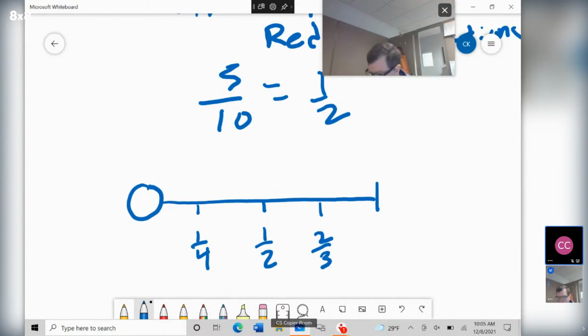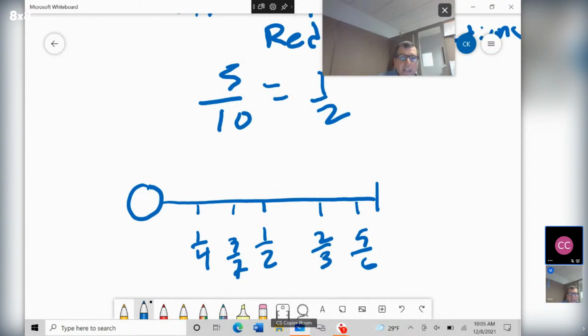Basically, as we move closer to the 1, the fraction's going to get bigger. I could even do down here 5/6, which would be bigger than 2/3 and 1/2. And between the 1/4 and the 1/2, we could have 3/7. So as we move closer to the 1, the fractions are going to get bigger. Hopefully that makes sense.